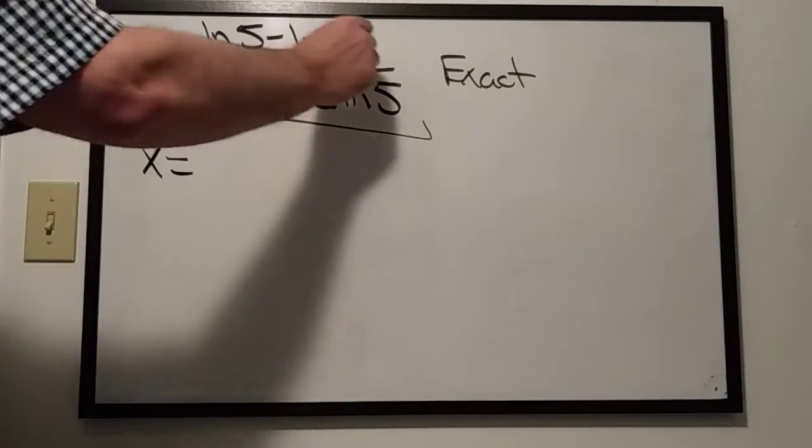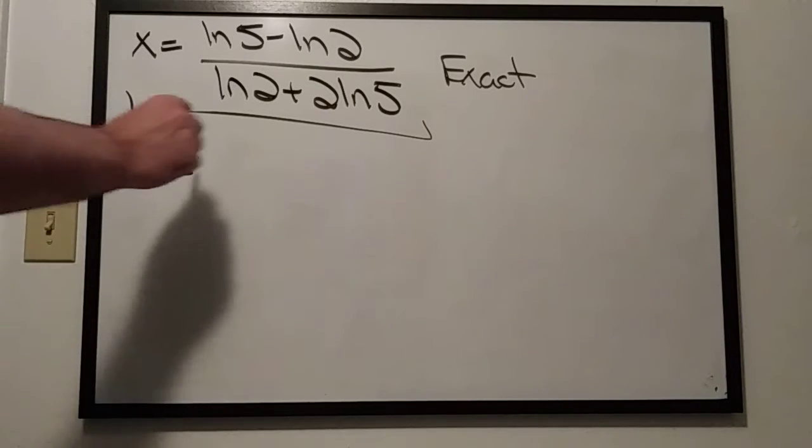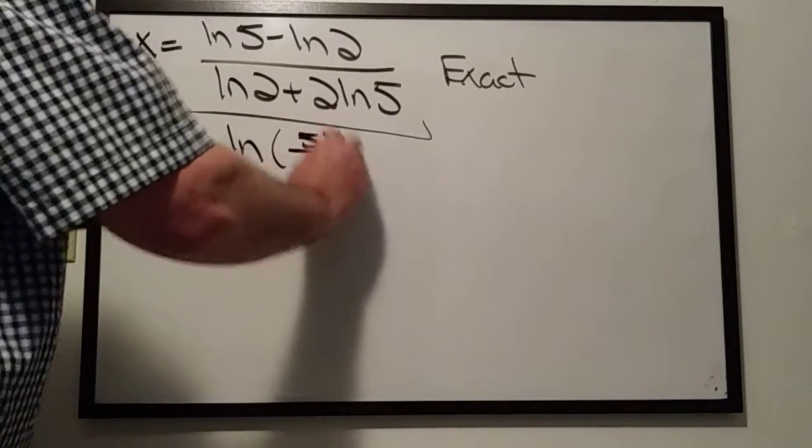So notice in the numerator I have the natural log of somebody minus the natural log of somebody. Well, natural log of somebody minus natural log of somebody, I remember that there's a connection between subtractions and divisions. So I can rewrite that numerator as the natural log of 5 halves.